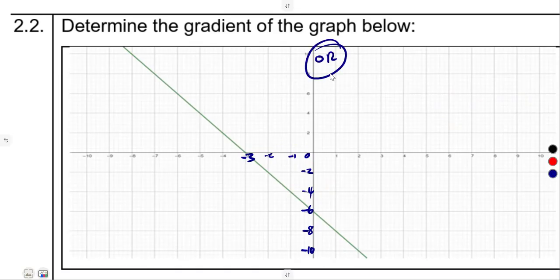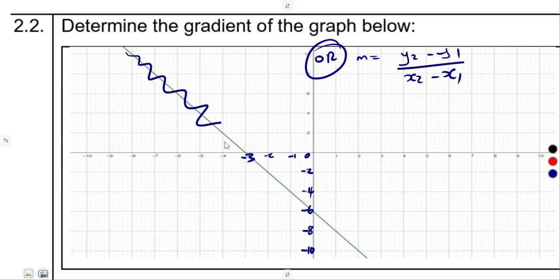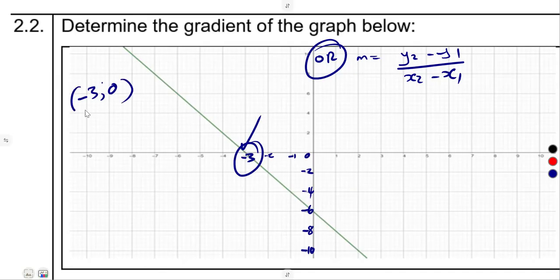We can use points another way. The gradient is the change in y over the change in x: y2 minus y1 over x2 minus x1. So let's take the points found on the graph. The easiest way is to work with the intercepts. We have the y-intercept and the x-intercept. What's our x-intercept? It's (-3, 0), remember? And the y-intercept is (0, -6). So we can use these points and determine our gradient.